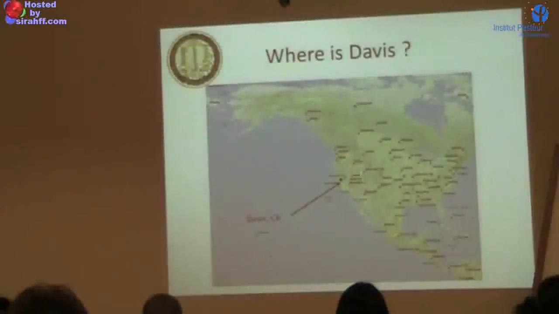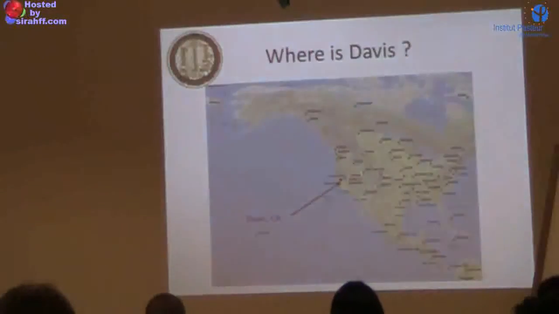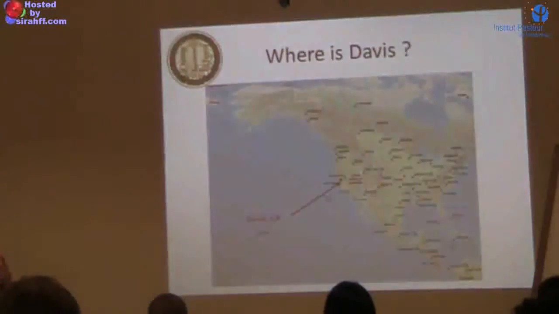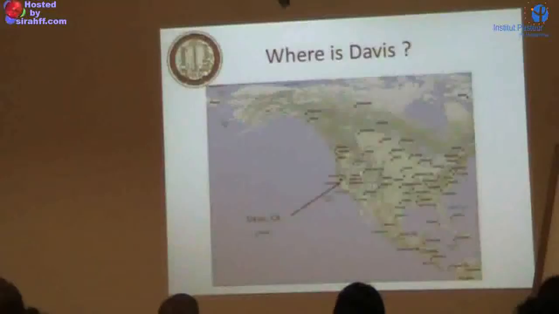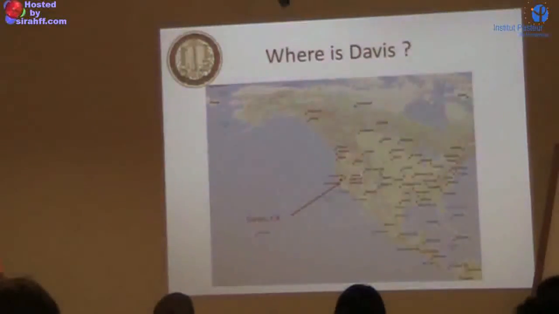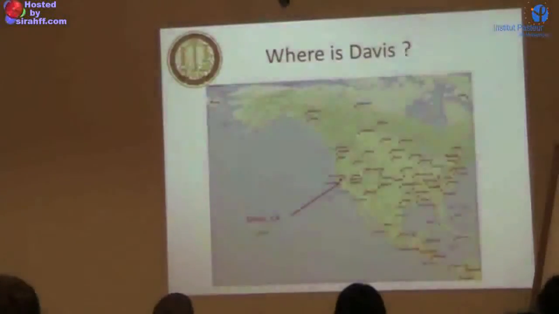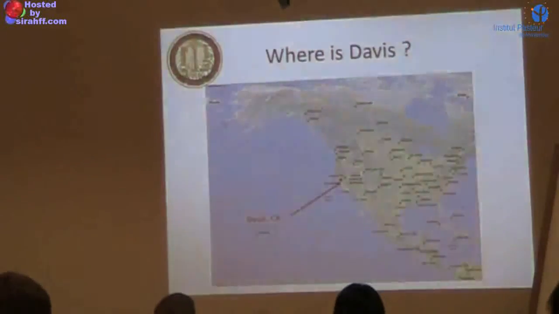I often get the question where actually is Davis. It's almost on the West Coast. We are just outside of Sacramento, about 80 miles to the northeast of San Francisco. No, we are about 4 time zones behind here.